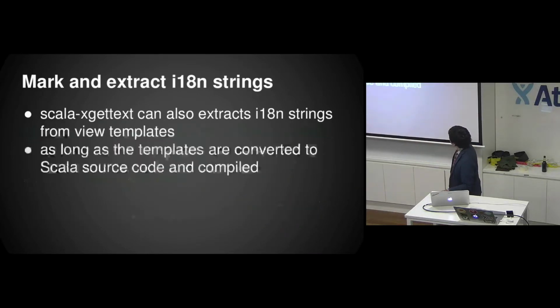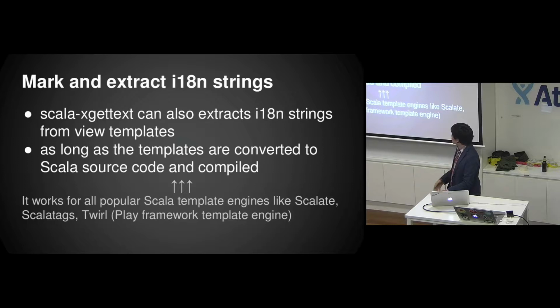And ScalaGetText can also extract strings from templates, as long as the templates are converted to source code and compiled. That means this works for almost all popular template engines like Scalate, ScalaTags, and Twirl. This is the default template engine in the Play framework. So this tool will work for almost every web application.